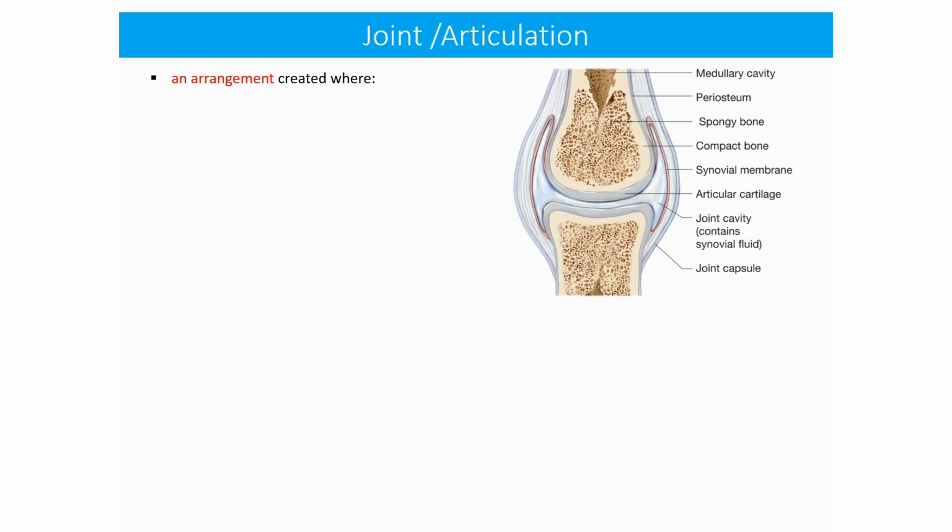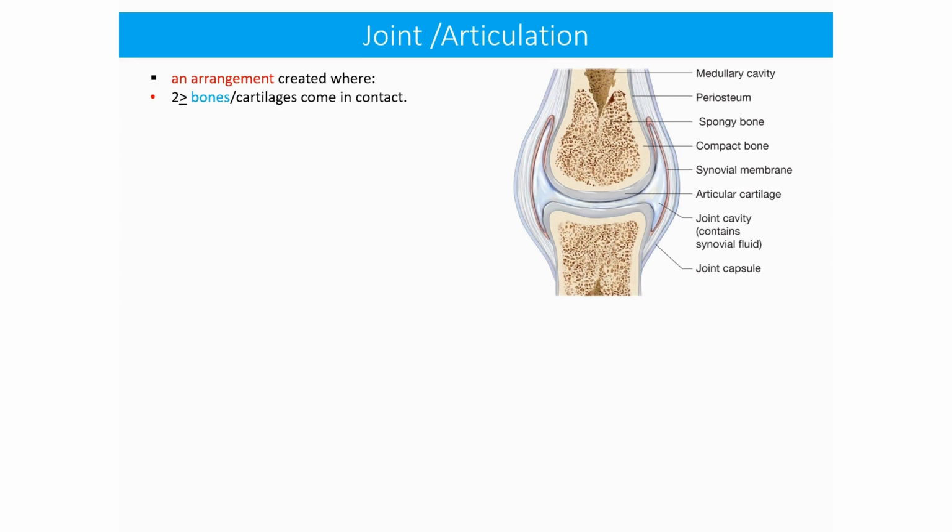A joint is an arrangement created where two or more bones or cartilages come in contact so that a definite relationship is established among them, which provides liberty to grow and may or may not allow any movement. A typical synovial joint is a freely mobile joint having the following characteristics.